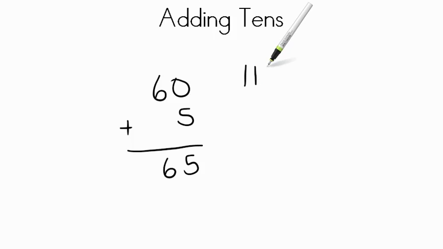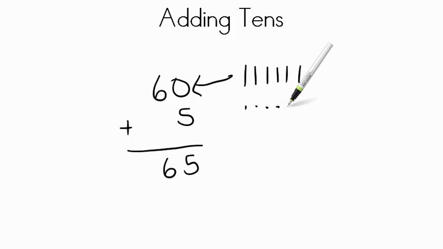It's the same as if I was using 10 sticks. 1, 2, 3, 4, 5, 6 10 sticks. That's the same as this number right here, 60. And I'm going to add 5 1s, and I'm just going to pick 1, 2, 3, 4, 5 1s. If we counted that up, 10, 20, 30, 40, 50, 60, 61, 62, 63, 64, 65.